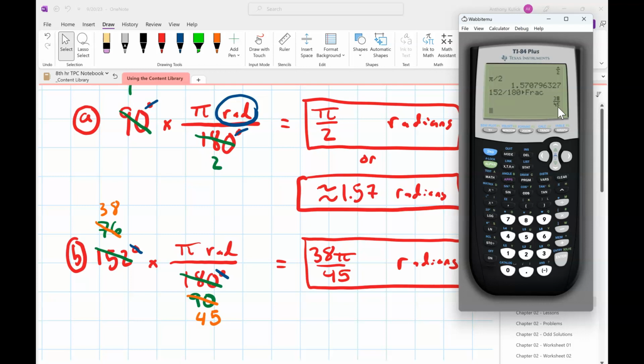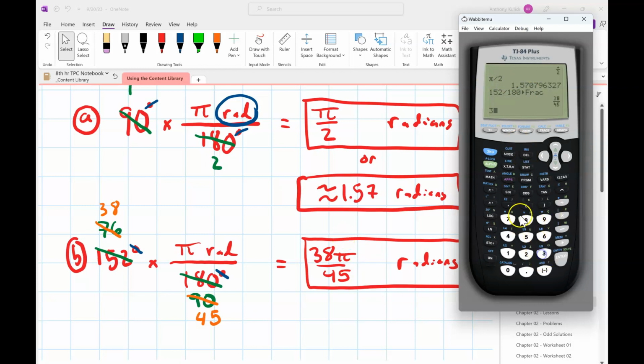Everybody's okay? If I include the pi, will the calculator do this? No, because if there's a pi in there, it can't write it as a fraction, because pi is irrational. Can't take an irrational number and turn it into a fraction. So you have to leave the pi off and then put it in yourself at the end.